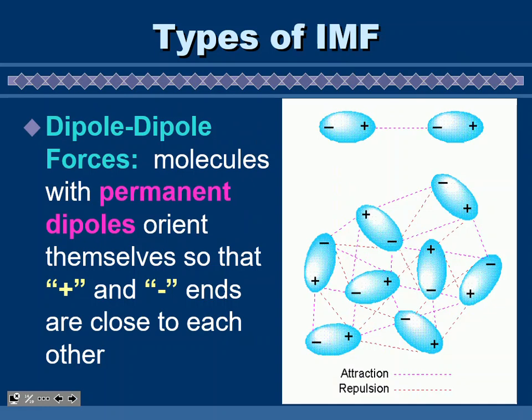All right. So dipole forces are the ones with permanent dipoles. So they already have a positive and negative end automatically. So the positive end of this one will attract a negative end of another, and so forth. Now, everything that is a permanent dipole is going to have dipole forces.